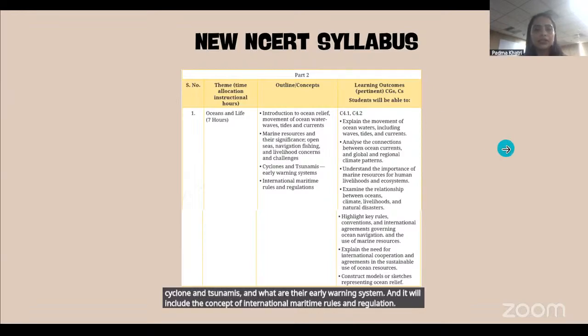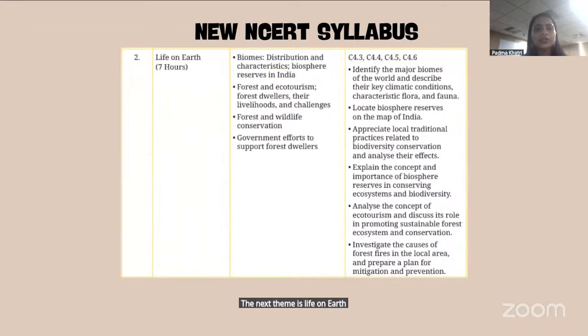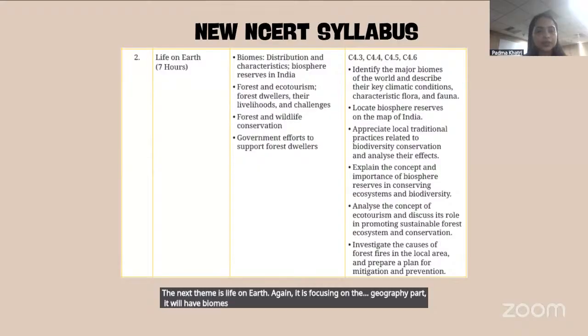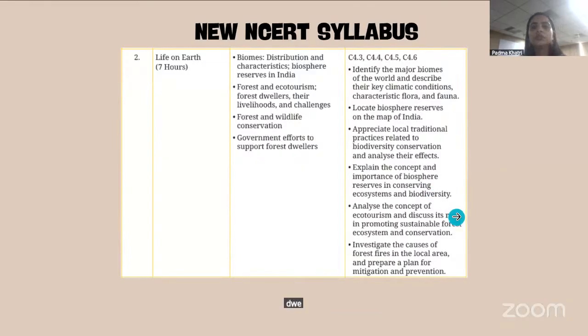The next theme is life on Earth. Again, it is focusing on the geography part. It will have biomes, distribution and characteristics, biosphere reserves in India, forest and ecotourism, forest dwellers, their livelihoods and challenges, forest and wildlife conservation, government efforts to support forest dwellers. So these concepts will be included under the theme life on Earth.